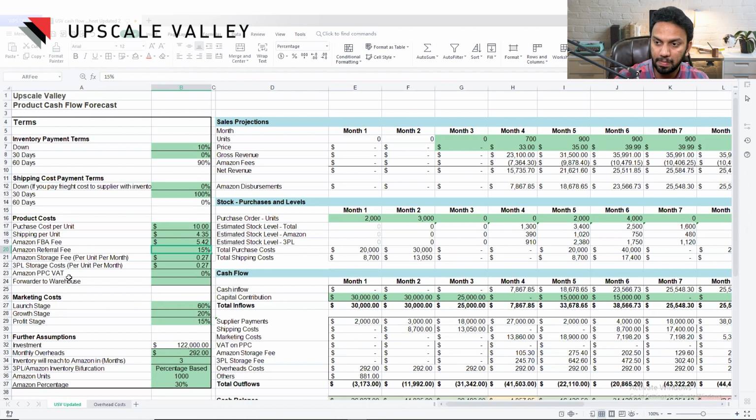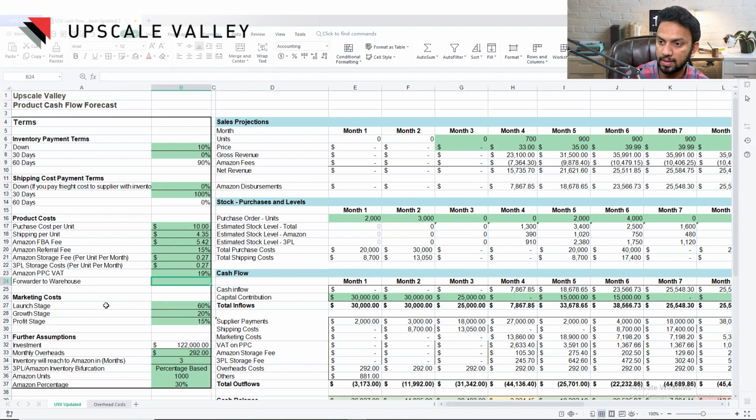So when you add that VAT on the PPC spend, basically your ACoS is no more 30%, it would be around 36%. So that is very important to estimate in your cash flow forecasting sheet. So let's say you are going to launch a product in the UK, you can add 20% VAT here. And if you're going to launch a product in Germany, then you can add 19% VAT here, and it will play with the numbers accordingly.